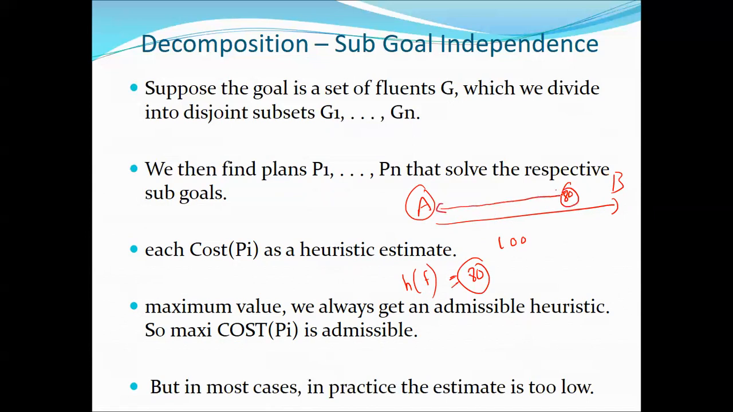You will keep on traveling. After 80, you will check whether you have reached B. No. Again, you apply the heuristic, and so on and so forth. So even though it's underestimating, it's not underestimating very much.